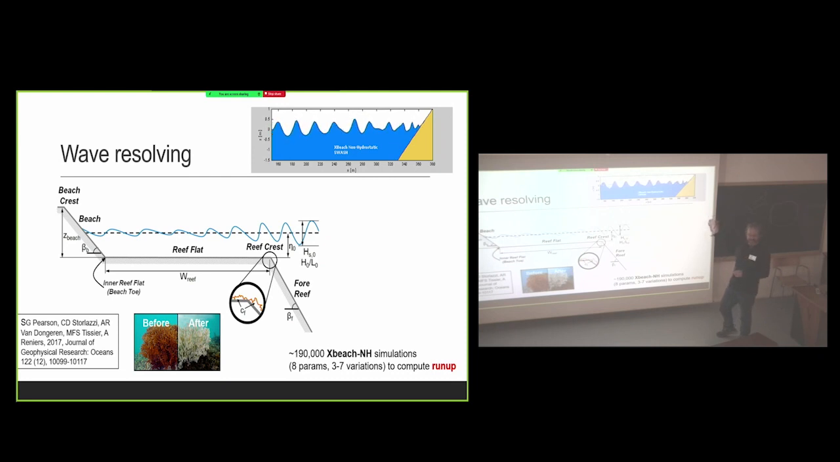Now we use it in non-hydrostatic mode, and we're going to look at what happens on a reef. We have waves coming from offshore. There's breaking on the reef. There's release of infragravity waves. They go towards the beach. Some of that is reflected. Some of that is dissipated. And the interest is really on what happens if the coral reef is degraded or not.